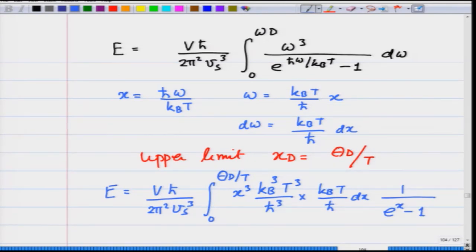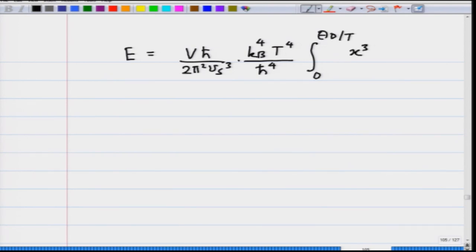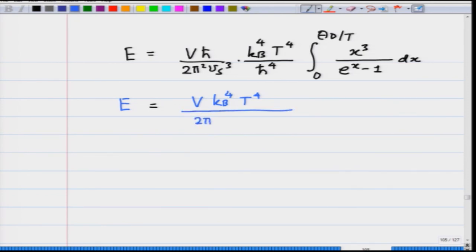Collecting different terms, I am going to get from here E equals V h cross over 2 pi square v s cubed, k b raised to 4 T raised to 4 over h cross raised to 4, integral 0 to theta d over T of x cubed over e raised to x minus 1 dx, which is equal to V k b raised to 4 T raised to 4 divided by 2 pi square v s cube h cross cubed, integral 0 to theta d over T of x cubed over e raised to x minus 1 dx. That is the total energy in this volume V.